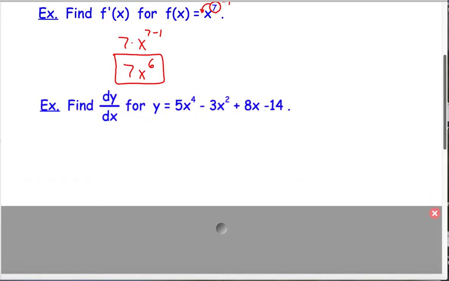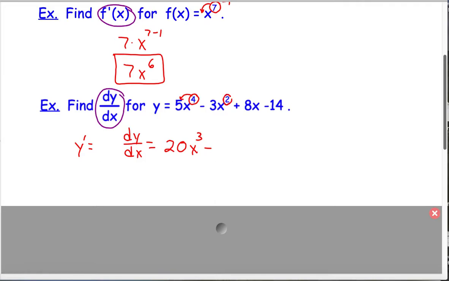How about finding the derivative, dy dx? Notice that's just a different notation, but it's the same as saying f prime of x up here. So find dy dx for y is equal to this polynomial. So dy dx, or we could just write y prime if we wanted. So let's apply the rule here. We're going to take the 4, we're going to multiply it out in front, and there's a 5 out in front. So we do 4 times 5 is 20, and then we're going to lower the exponent by 1, so 4 minus 1 is 3.